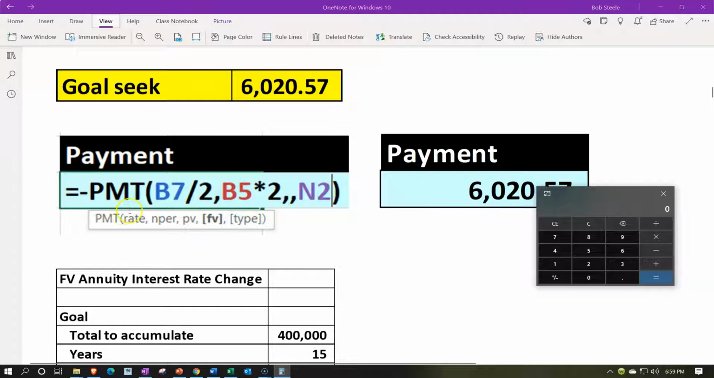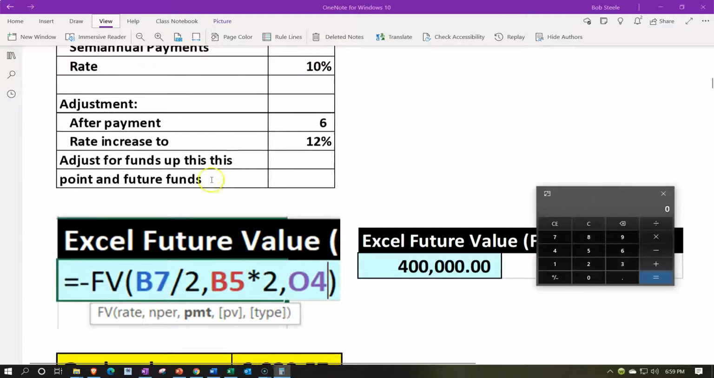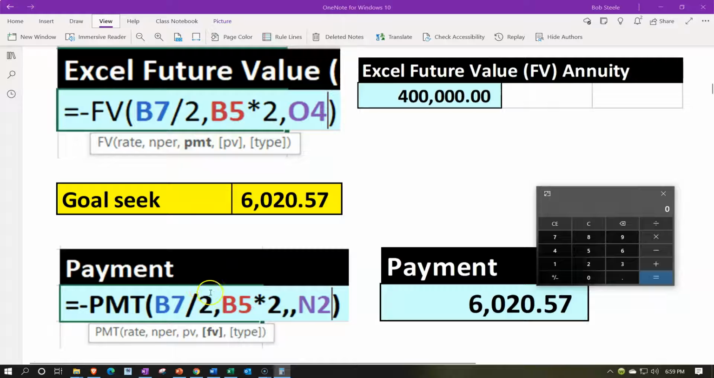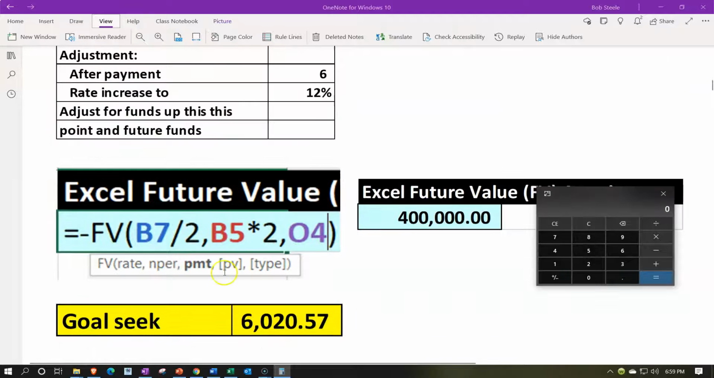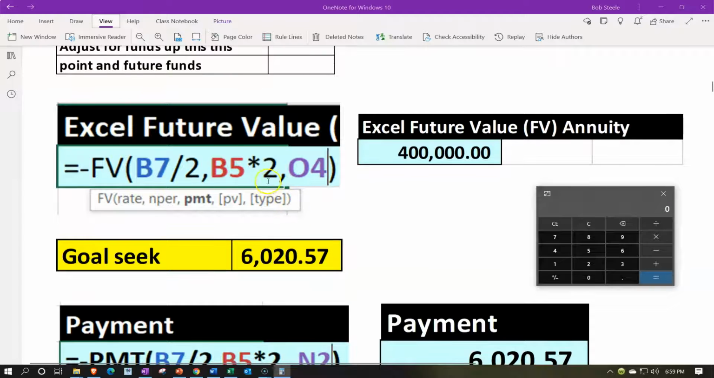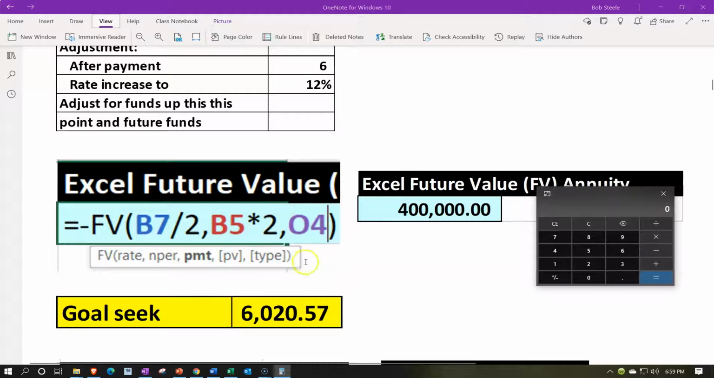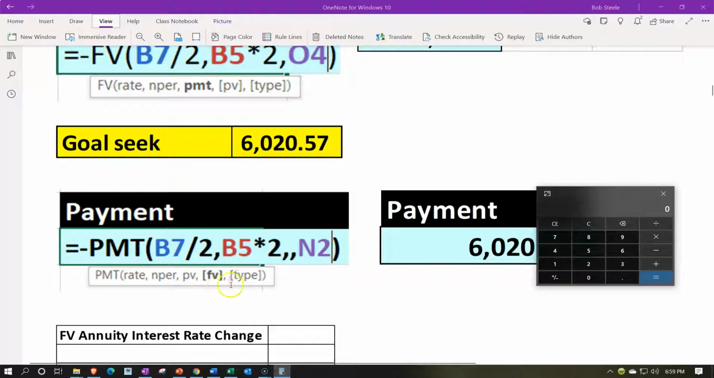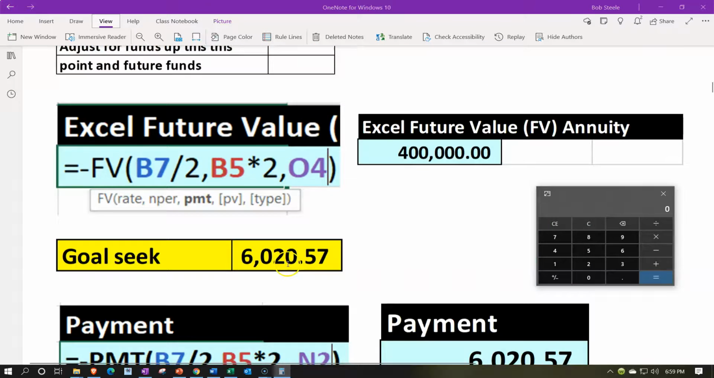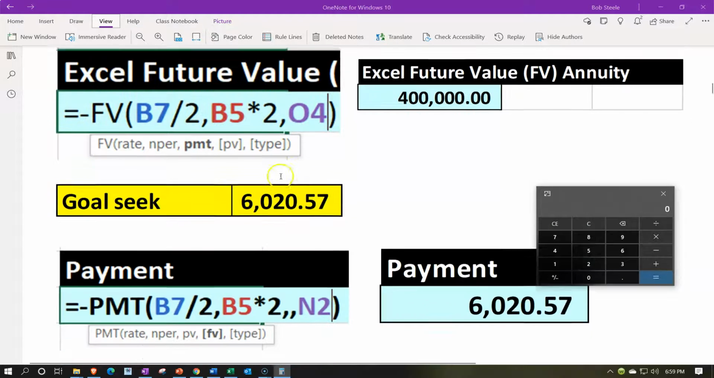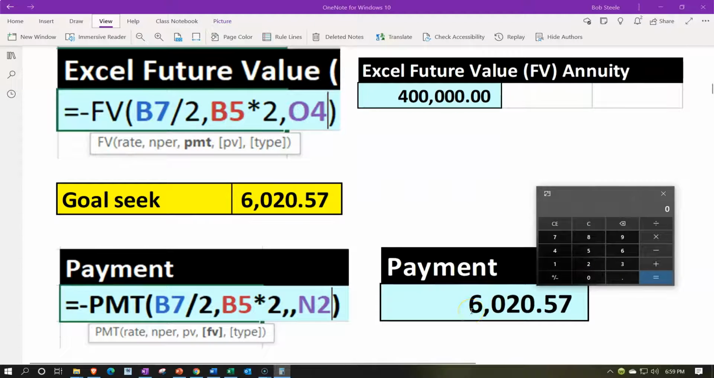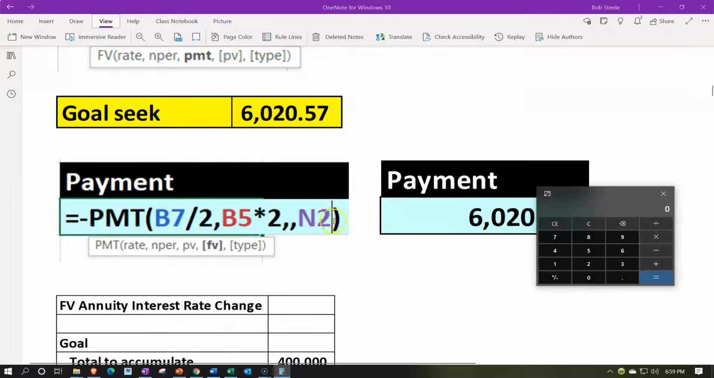It would look something like this. The payment would be the rate, and that would be the 10% divided by 2, comma, the number of periods, once again, 15 times 2, comma, and then the amount, which is going to be, what am I looking for? The future value. So we have to comma, because we use this for the present value and the future value. So we need to go to the future value, and that's going to be the 400,000. And that, once again, will give you that 6,020.57 that we match up here.